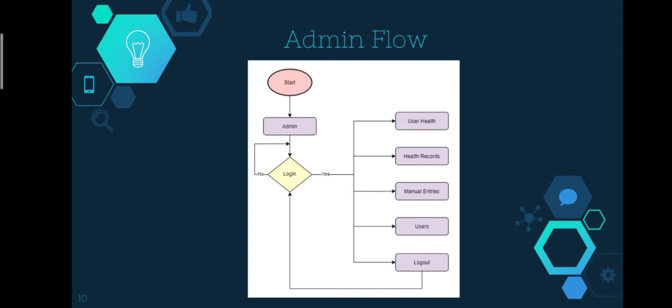The admin website has its own authentication process. After authentication, the admin can view the health status of the employees, health records uploaded, manual entries made by the user, and user information. The admin can also use the search functionality based on username. An SMTP server is also configured to send an update on the user's health every day.